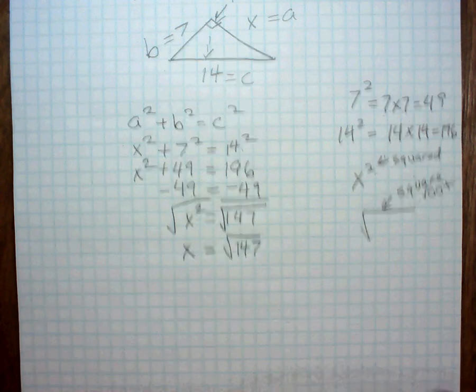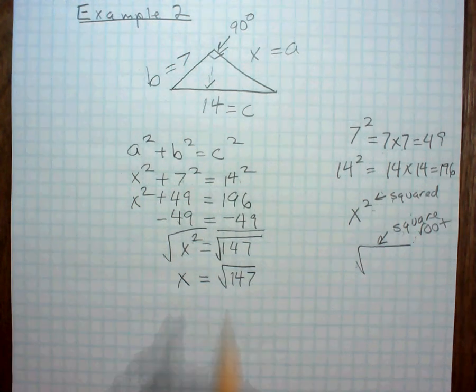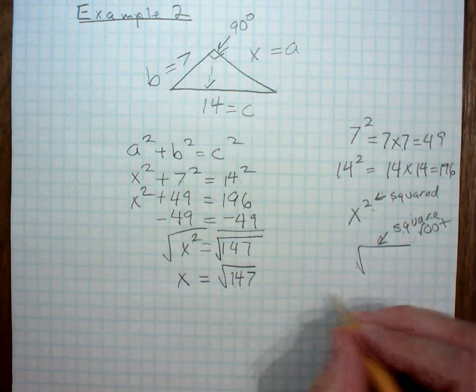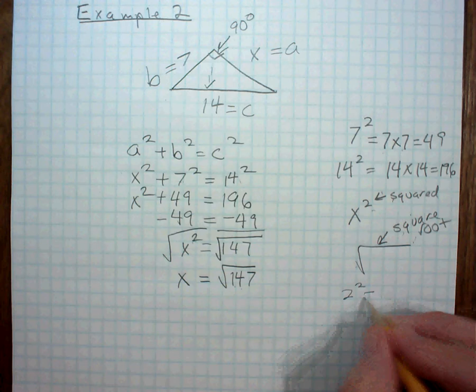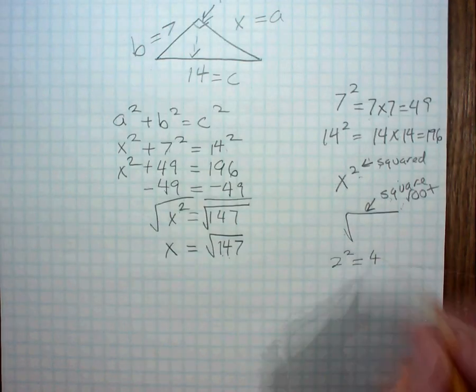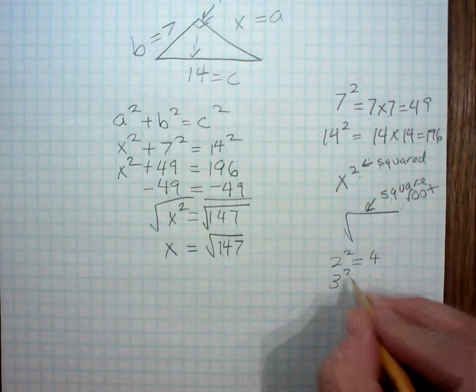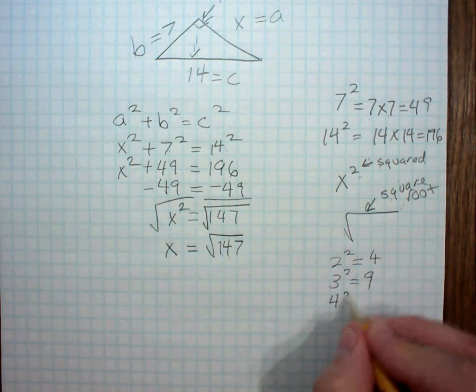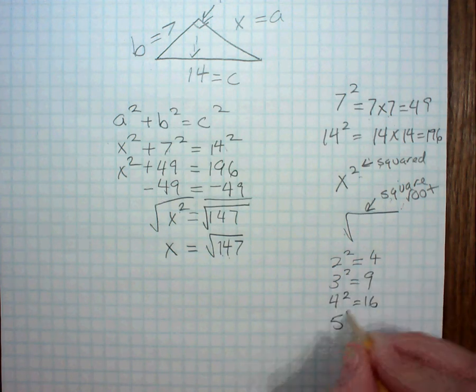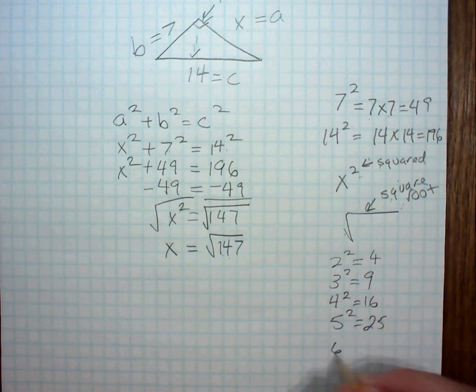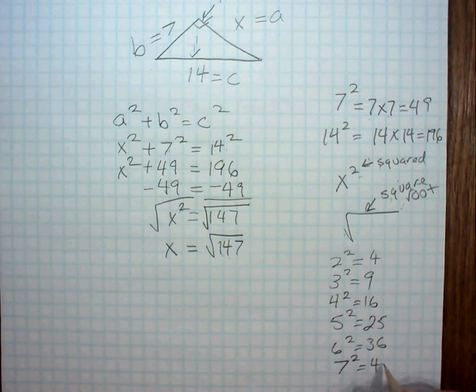Now in the textbook, they want us to simplify this, and I've got to teach you this. To simplify a square root, what you have to remember is you got to think of the perfect squares. So 2 squared is 4, 3 squared is 9, 4 squared is 16, 5 squared is 25, 6 squared is 36, 7 squared is 49. Now I think 49, believe it or not, actually goes into 147.